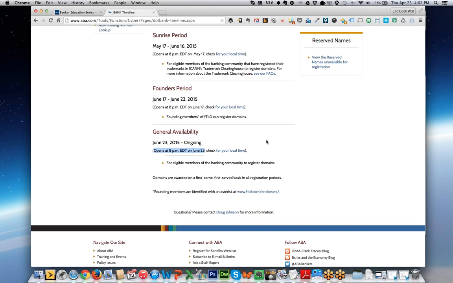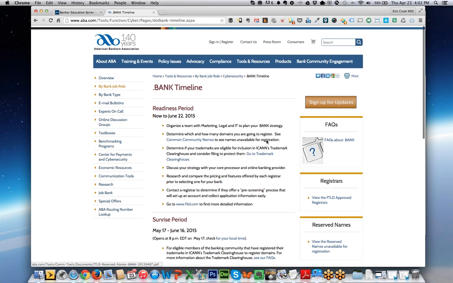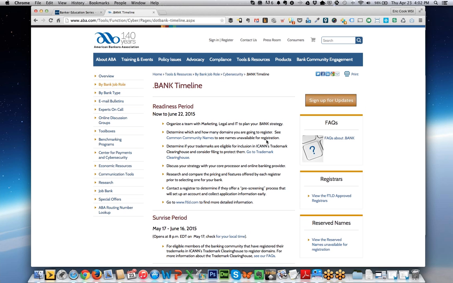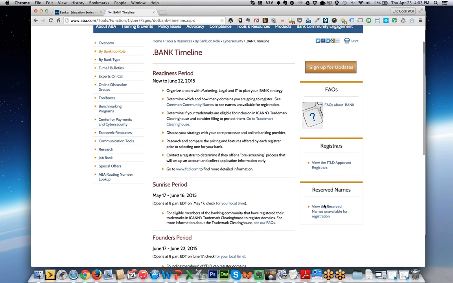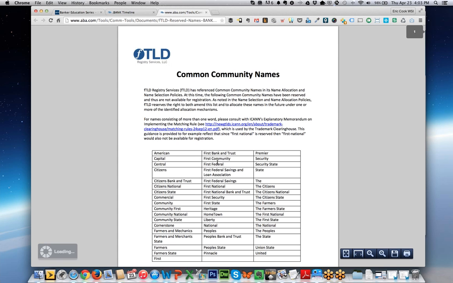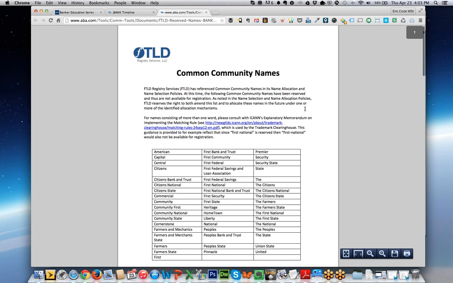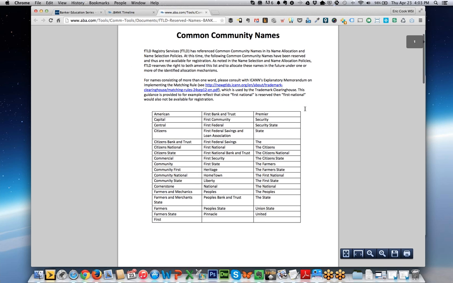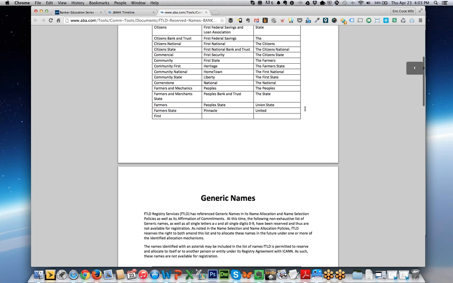Excellent. And then one last question. While we're on this site, can you direct us to the domains that will not be available on this .bank site? Yes. If you look down on the right-hand side, reserved names. View the financial names unavailable for registration. That is the list of common community names that will not be available.